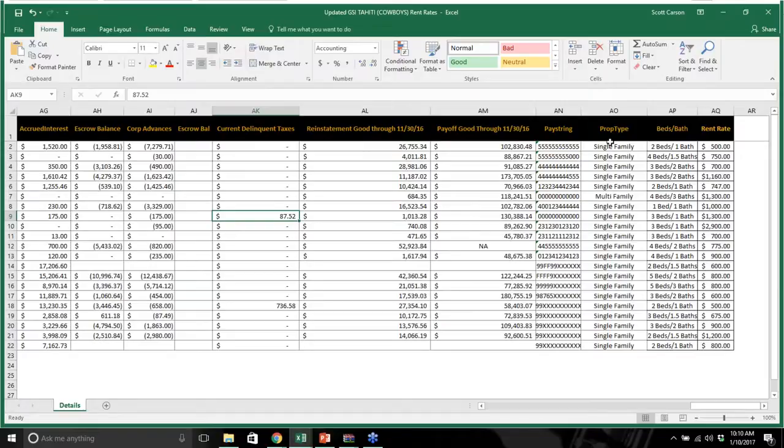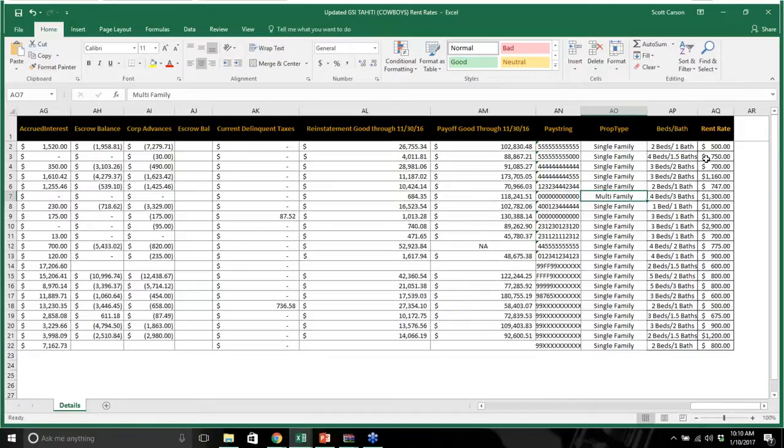Property type, single family. There's all single family except for the one multifamily. And then you've got beds, baths, which my staff put in there off of the BPOs, and then the rent rates we pulled off of Rentometer or Zillow Rents, basically. So we pulled that information in there as well.